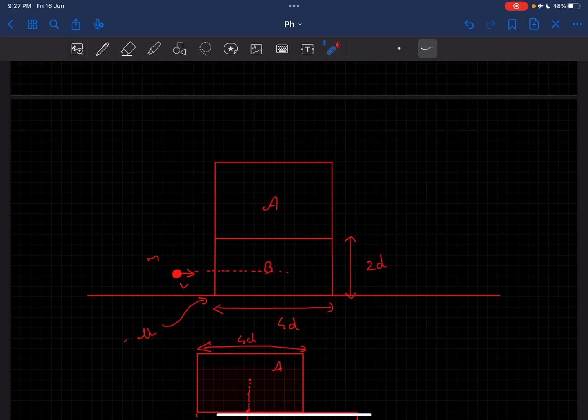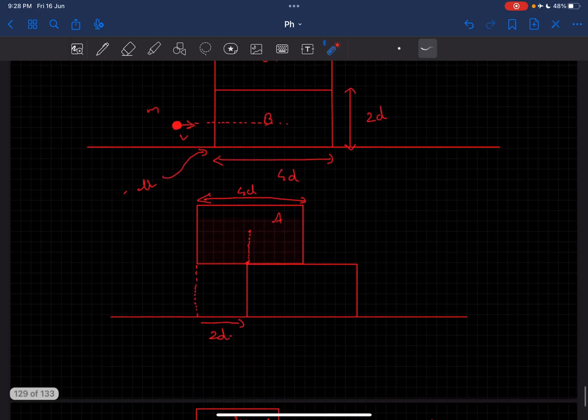So the minimum case would be when block B displaces by an amount of 2d towards the right, because in that case, the line of action of the weight of block A passes directly through the pivot point, which is this point, right? So that is the case in which the velocity is minimum for block A to topple, just when block B is displaced by an amount of 2d.